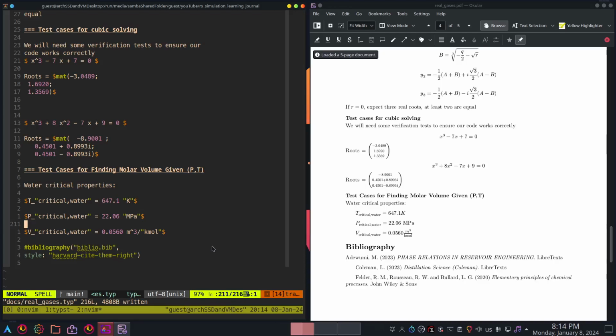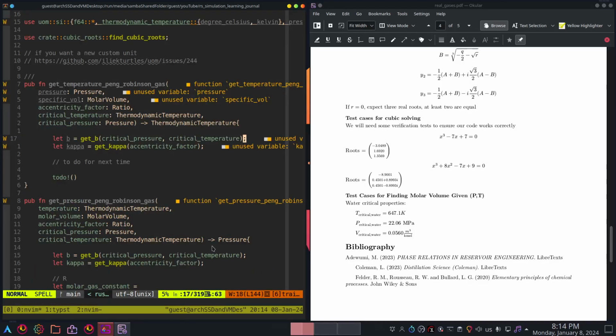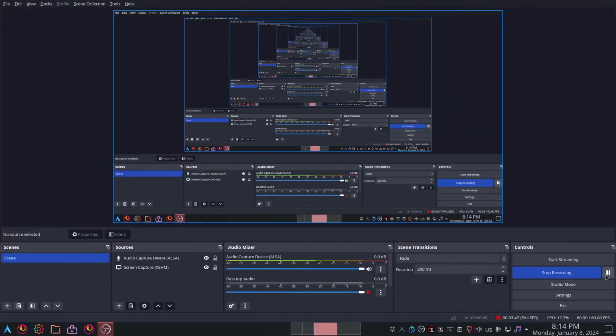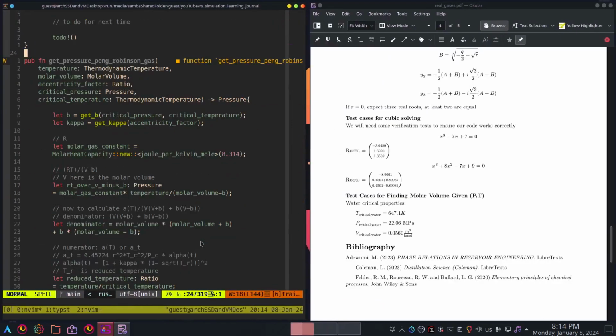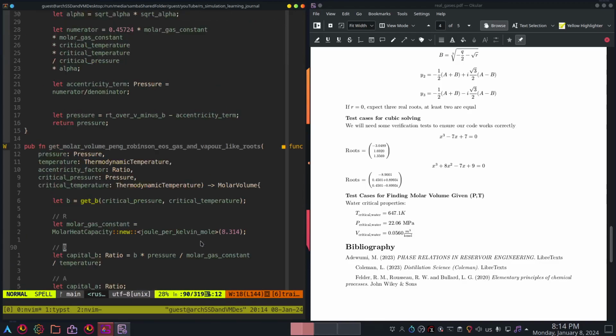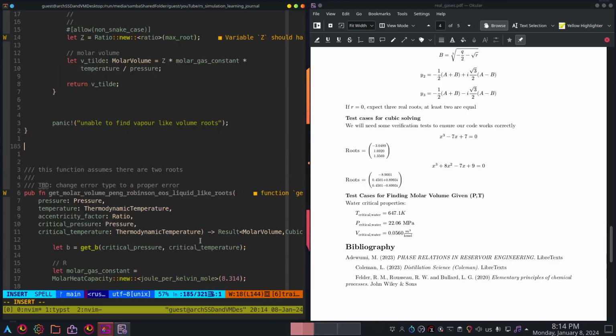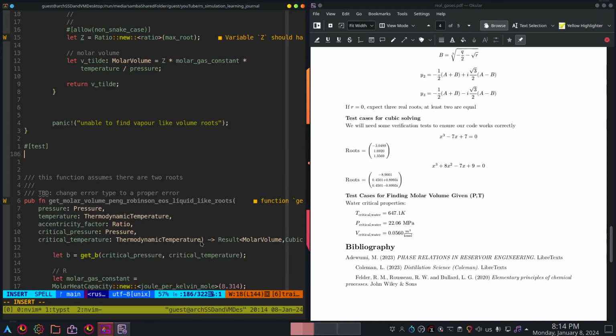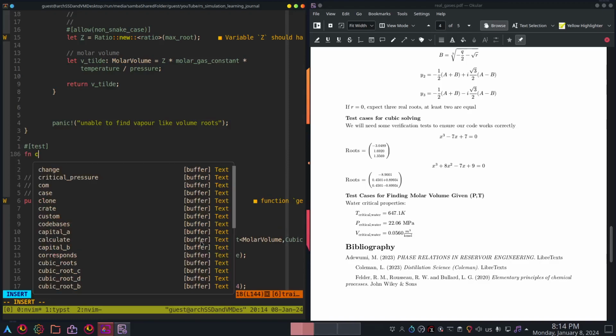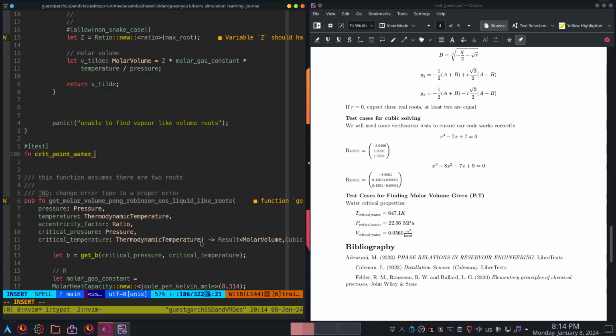All right, so these are the critical properties, and that is going to be perfect for use in this test. This is what I'm going to do: make a test for the vapor-like roots. The function is called crit point water test PREOS.